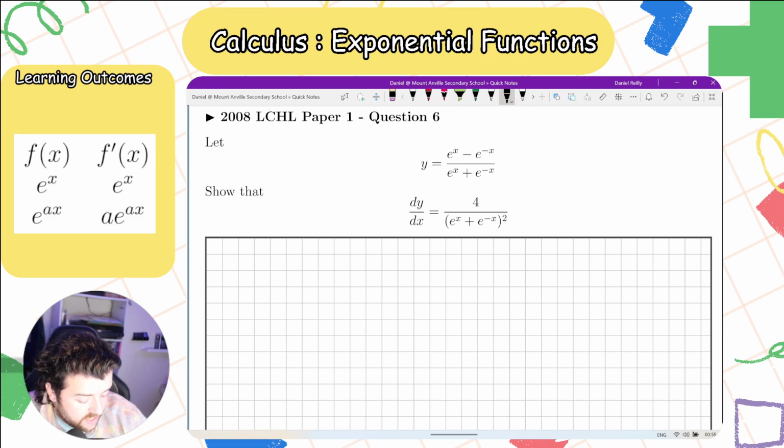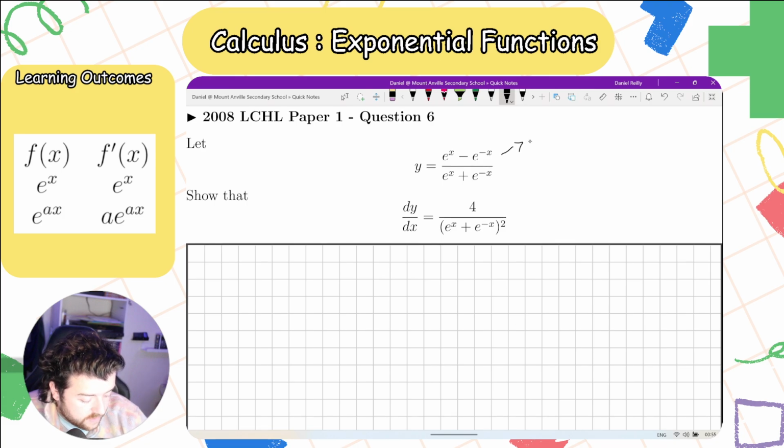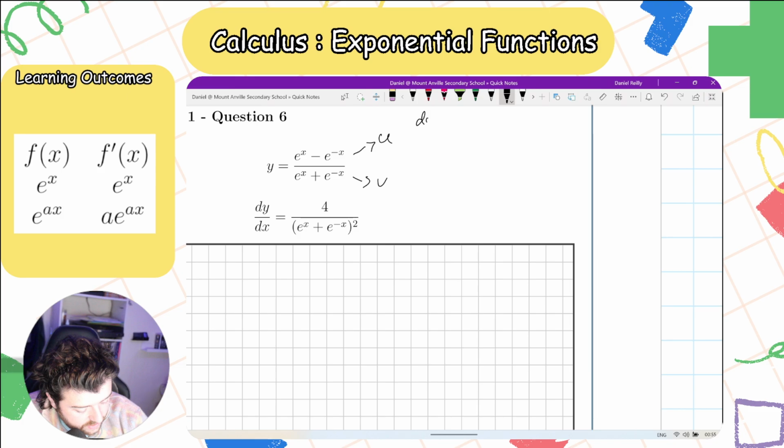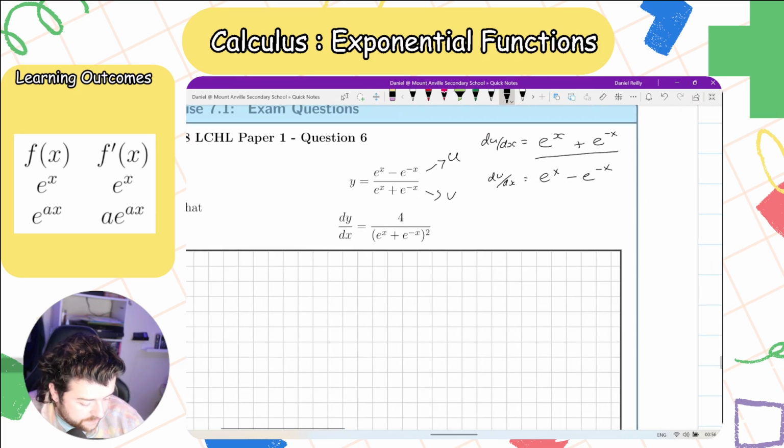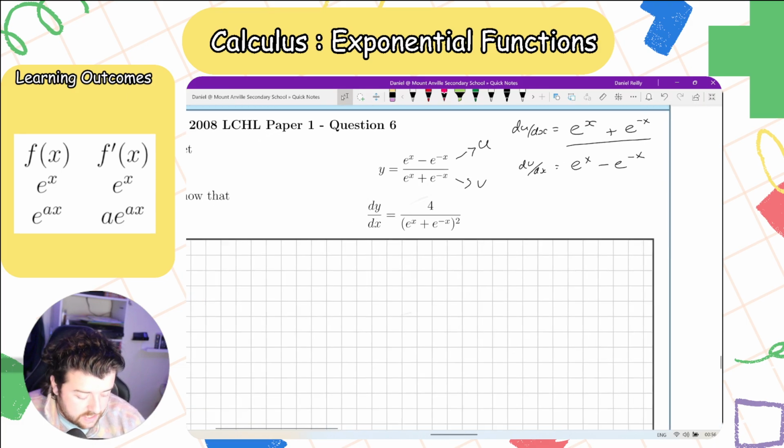We're going to be using the quotient rule because we're dividing. So this is u, this is v. My derivative of u, du/dx, is going to be e to the x, that stays the same. Then e to the minus x, but I'm multiplying by minus 1, so minus e to the minus x times minus 1 is plus e to the minus x. Then the derivative dv/dx is going to be e to the x minus e to the minus x. So now that I have my u, v, du/dx and dv/dx, let's put it in.